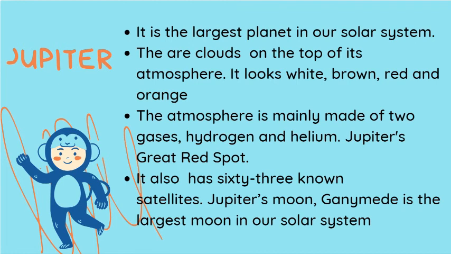All that astronomers can see when they look at Jupiter through a telescope are the tops of the clouds in its atmosphere. These clouds are made of frozen gases such as ammonia and water. These colorful clouds cover the entire planet, making it look white, brown, red, and orange. Jupiter's Great Red Spot is a storm which has been going on for over 300 years.